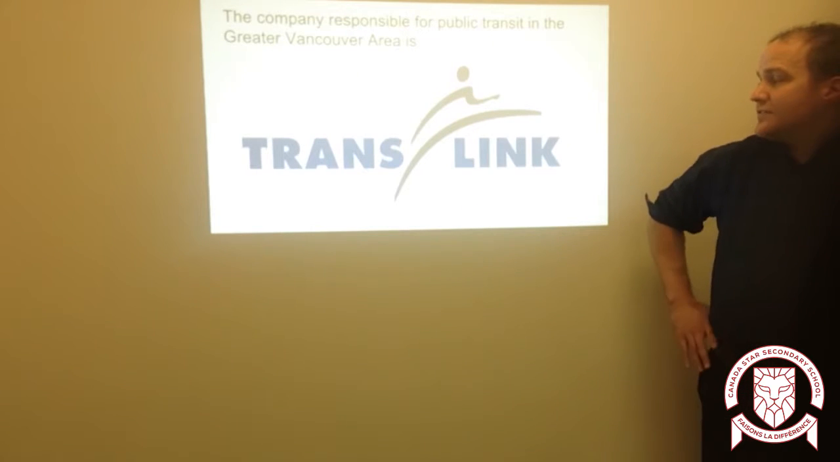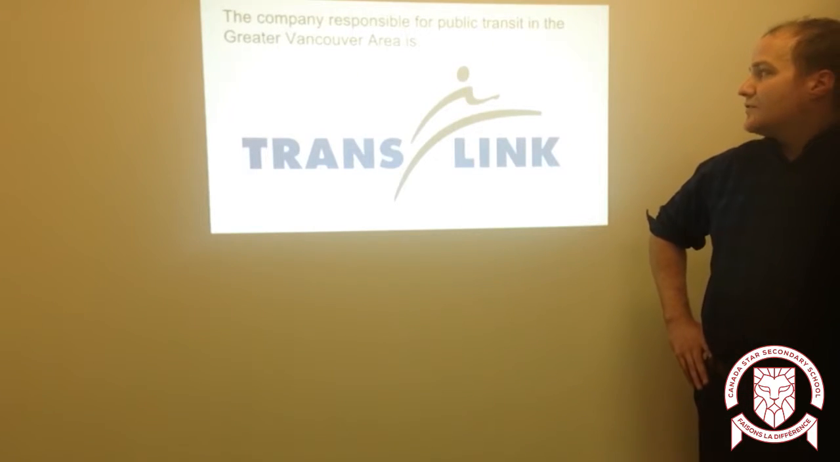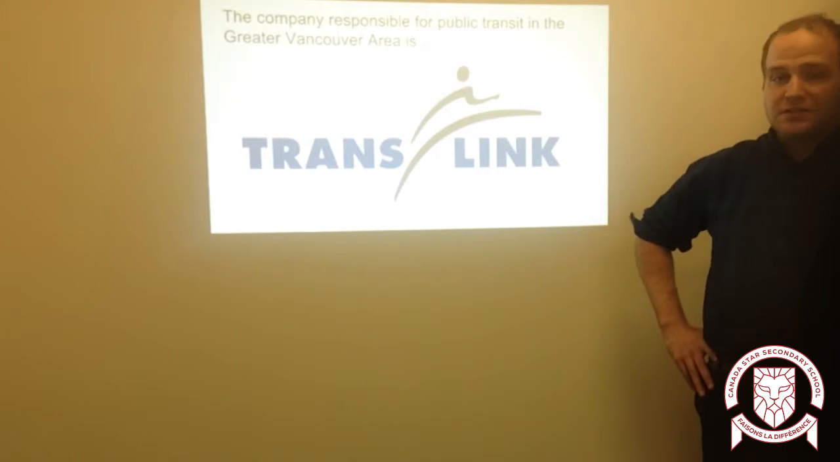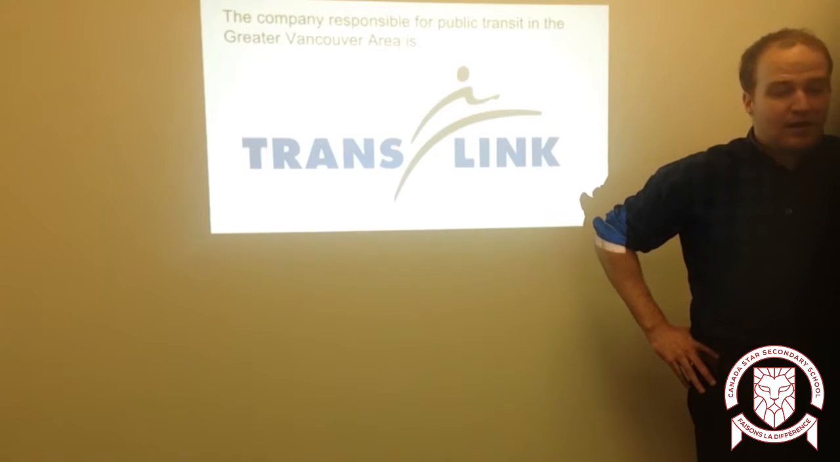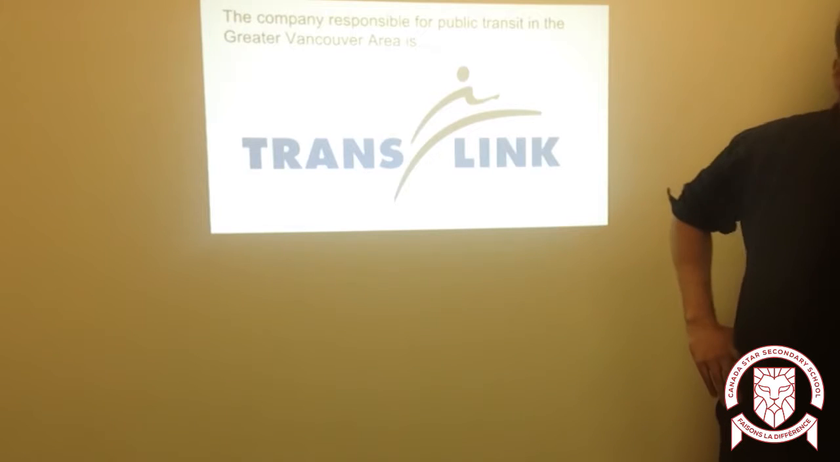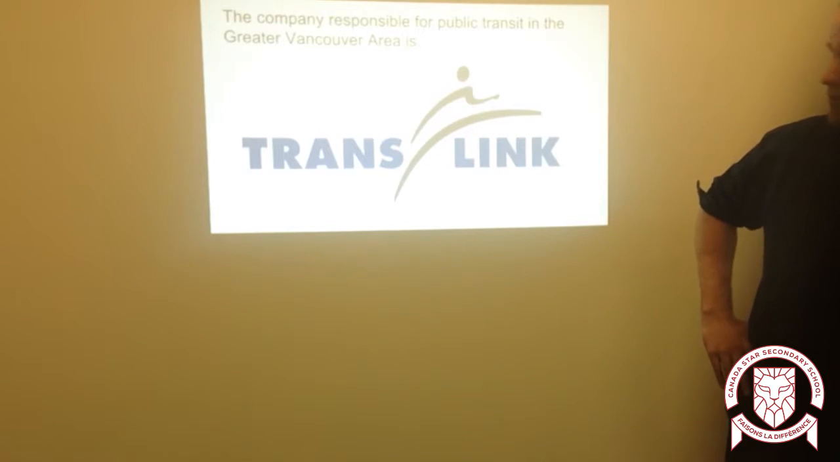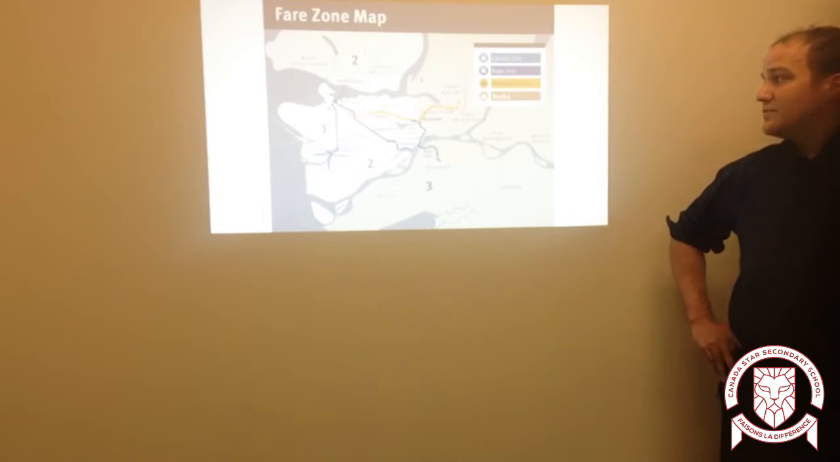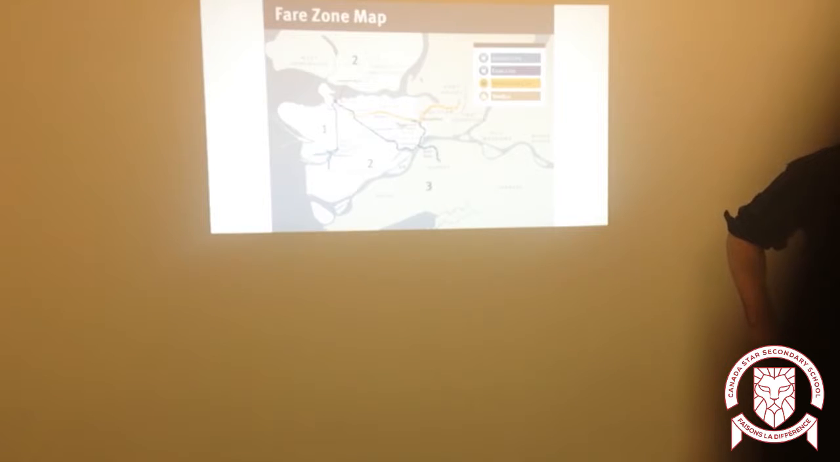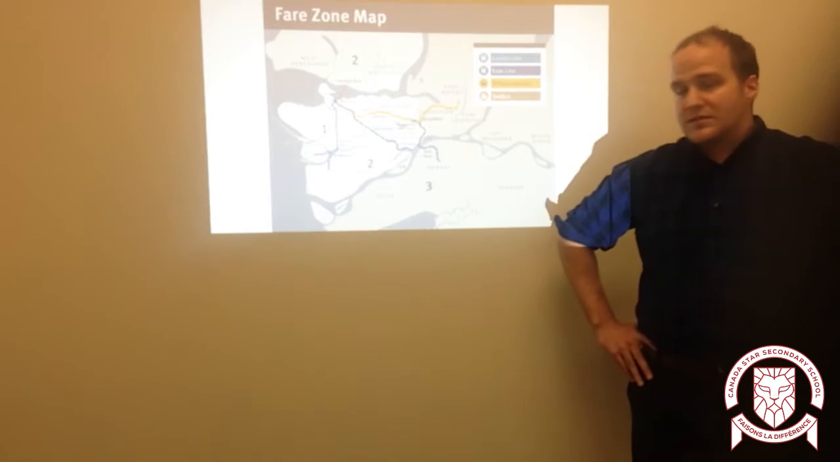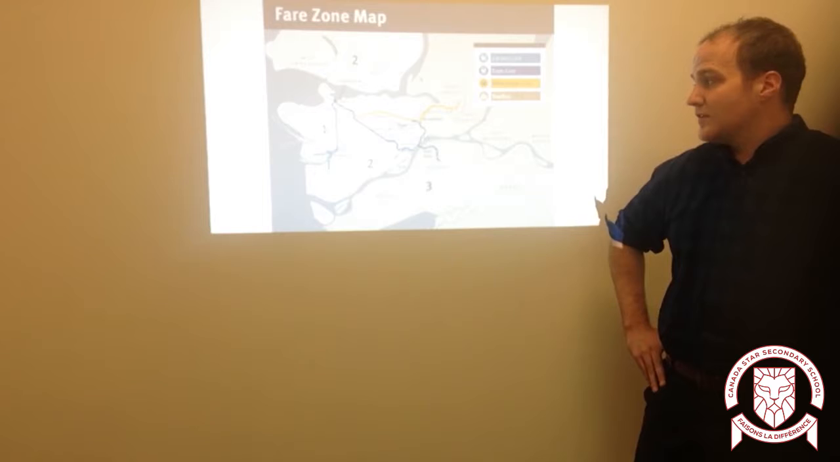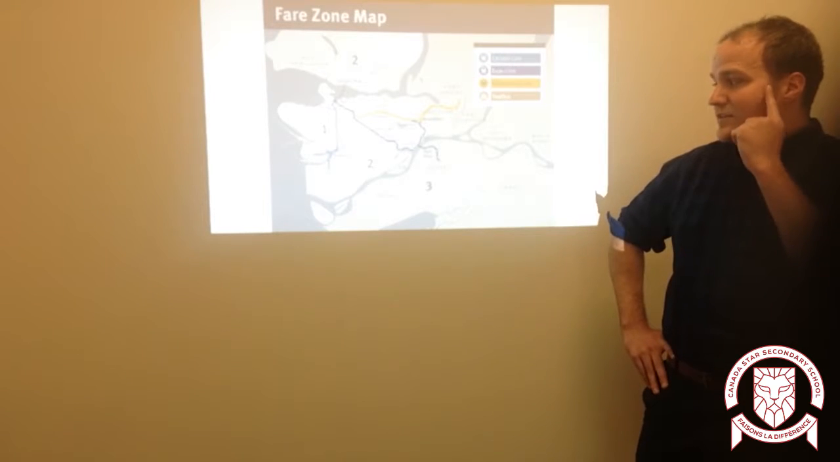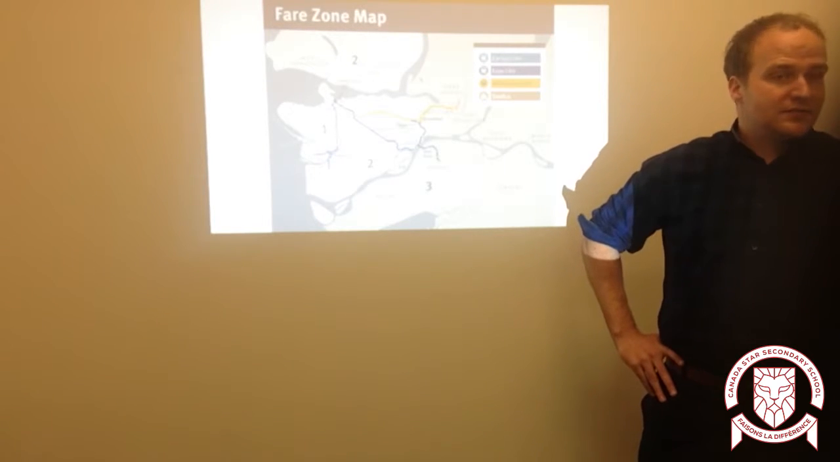And this whole area is serviced by TransLink. That's the public transportation company that you'll be dealing with. And that's how you will get from anywhere you need to in the Greater Vancouver area. So this is a fare zone map, and this is really important if, for example, you are trying to go from Richmond to Vancouver. Has anyone taken one of the SkyTrain lines?